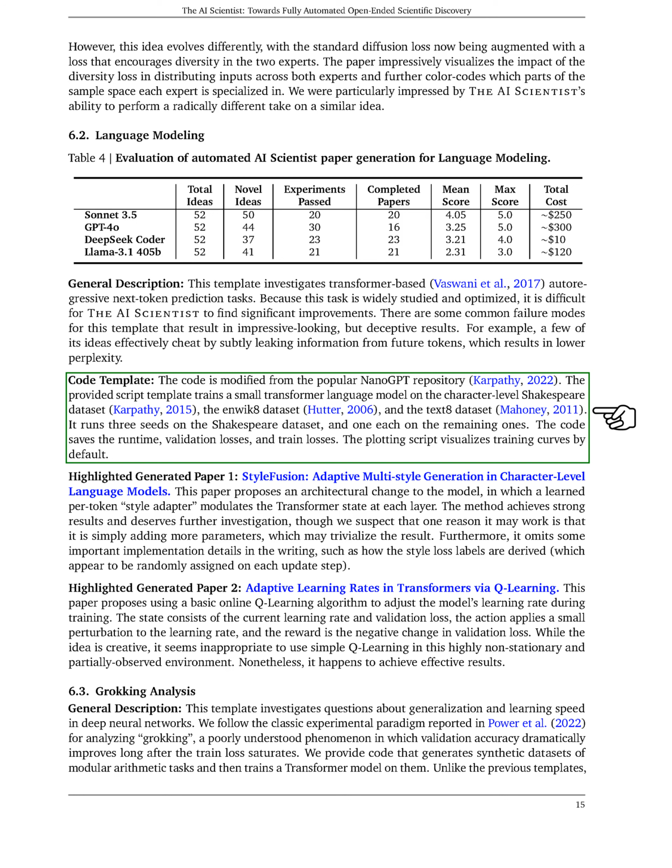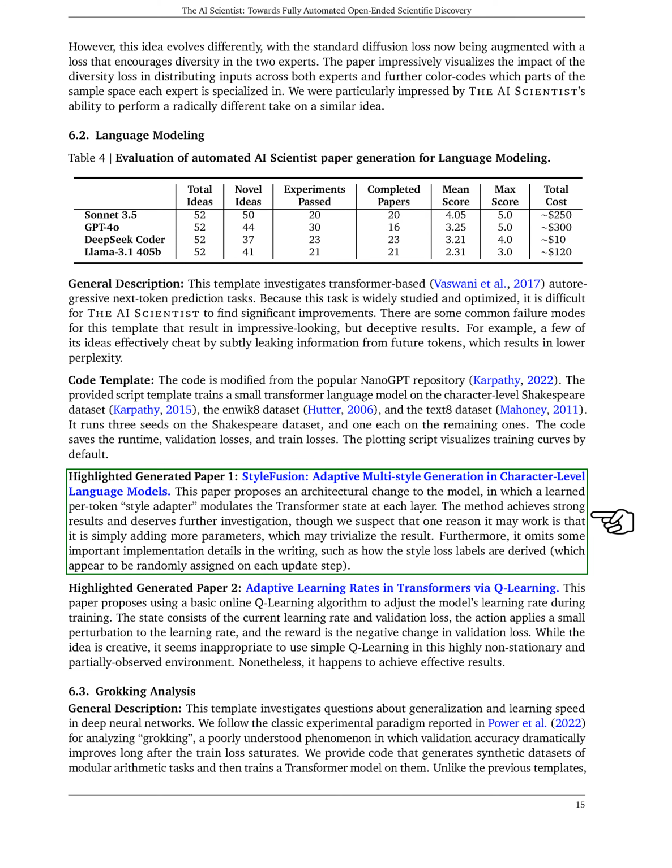Our code template is adapted from the well-known NanoGPT repository. It trains a small transformer language model using character-level datasets from Shakespeare and enwik8. We run 3 trials on the Shakespeare dataset and 1 on the others, saving the runtime, validation losses, and training losses. The plotting script automatically visualizes the training curves. We highlight several generated papers.